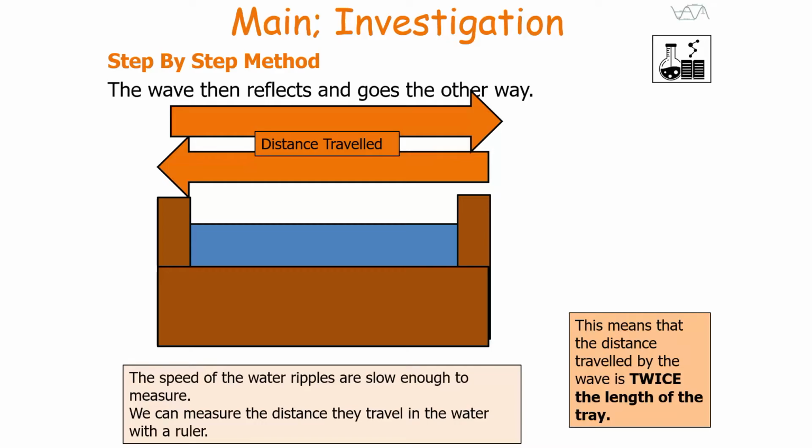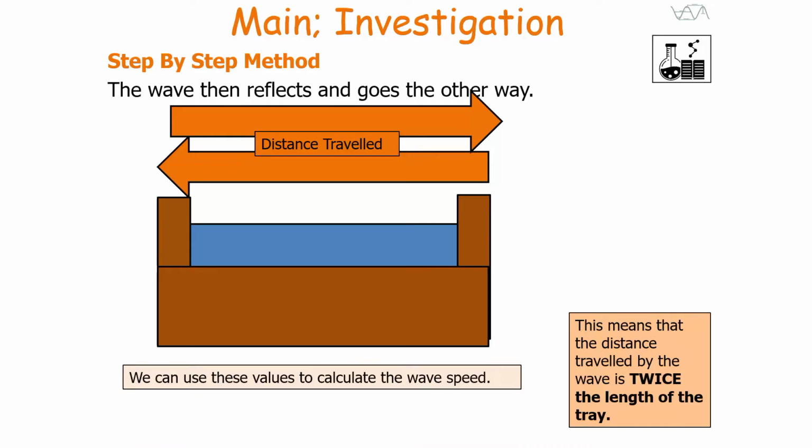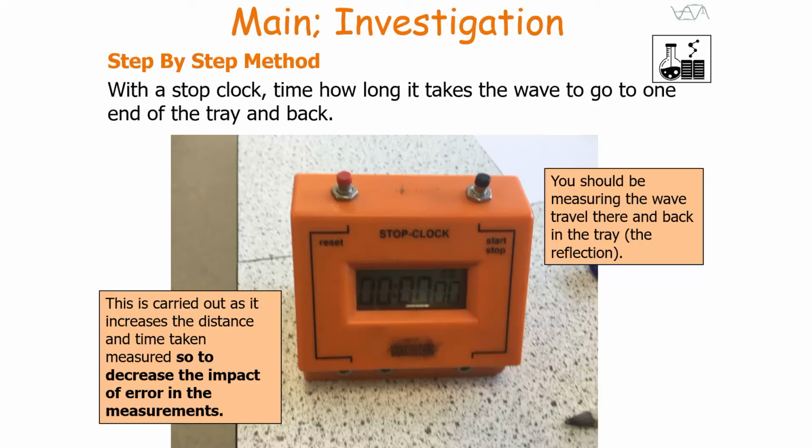Now we can measure the distance that the waves will travel in water with a ruler, and we can measure the time taken by the wave to transfer the energy through water with a stopwatch. We can then use these values to calculate the wave speed by using the equation speed is equal to distance over time.